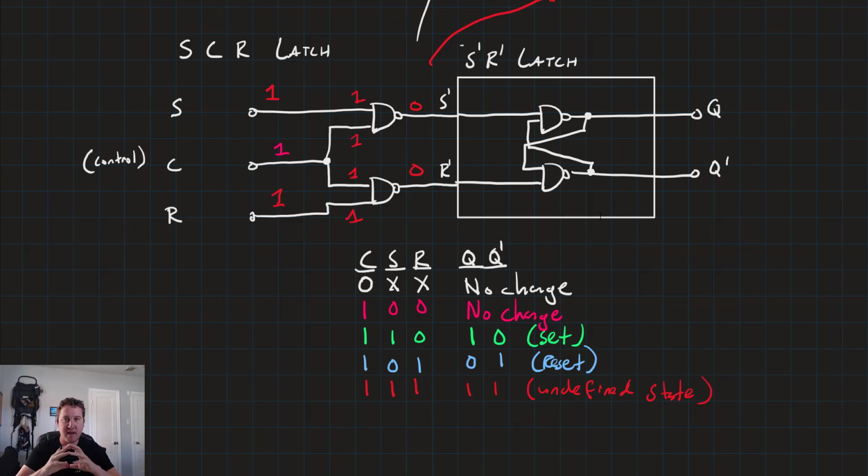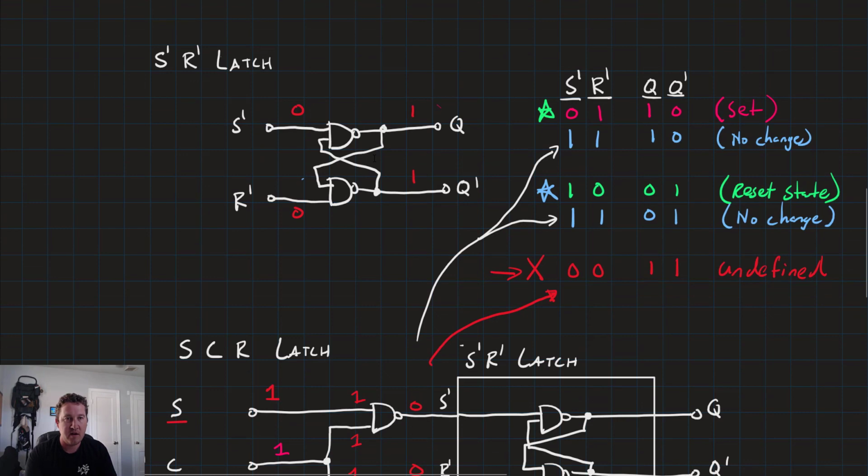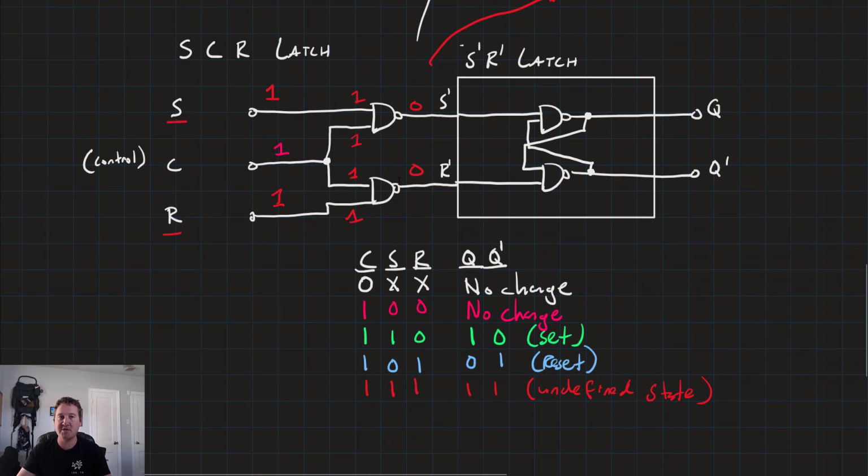It takes the sort of not S, not R latch and lets us add a little bit of control. It also brings us back to a thing that's a little bit more readable. You know, we have set and reset inputs as well as control inputs, as opposed to having not S, not R as inputs, which to me makes it a little bit counterintuitive. I think the SCR latch is just a little bit more readable of a design.